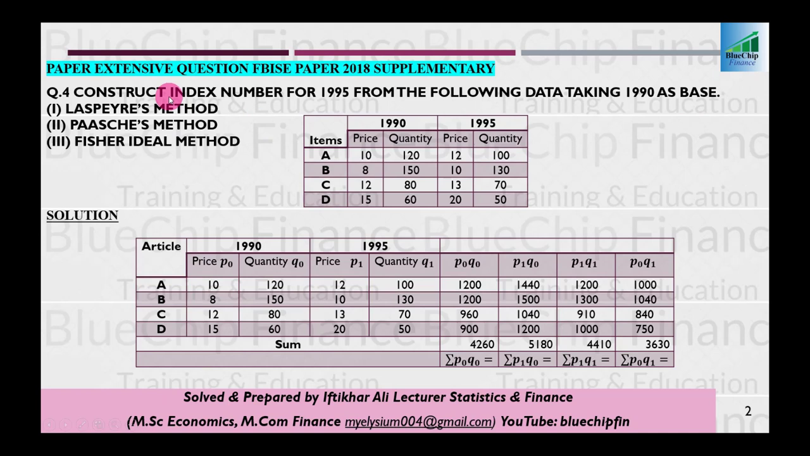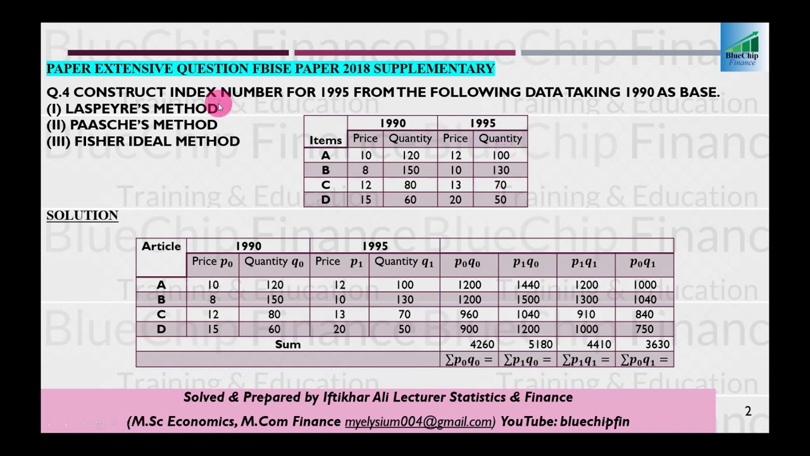First, your extensive question is: construct index number for 1995 from the following data, taken 1990 as base, using Laspeyres, Paasche and Fisher ideal index methods. So ये weighted index number का question है जिसके अंदर Laspeyres, Paasche और Fisher के formulas को calculate करने हैं.